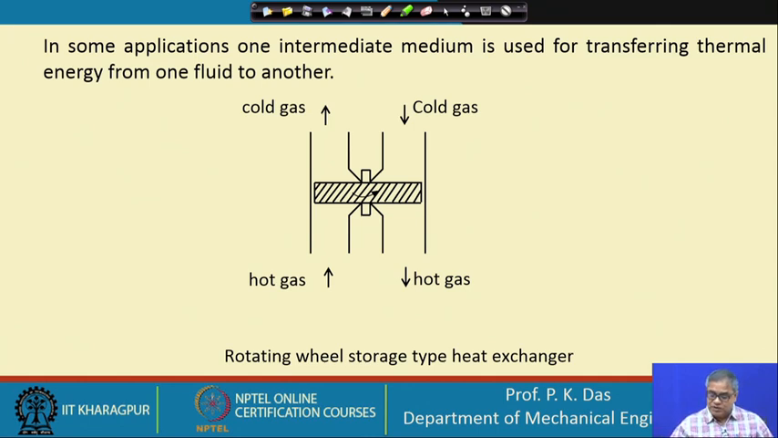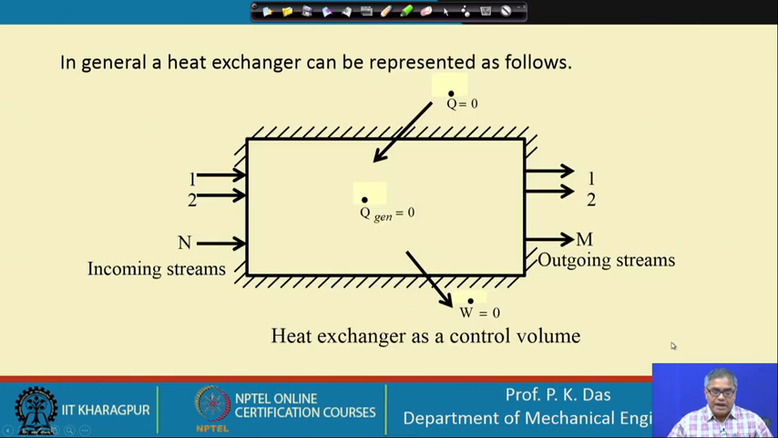The classification of heat exchangers, and some minor variations, we will discuss later, but let us proceed. In general, a heat exchanger can be represented as a control volume. In the control volume, let us say n number of streams are entering and m number of streams are going out.